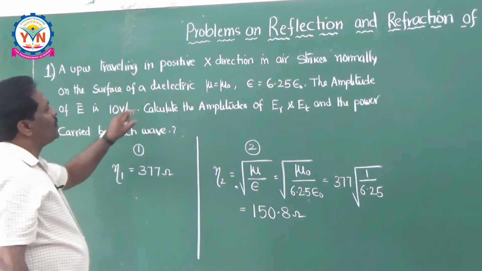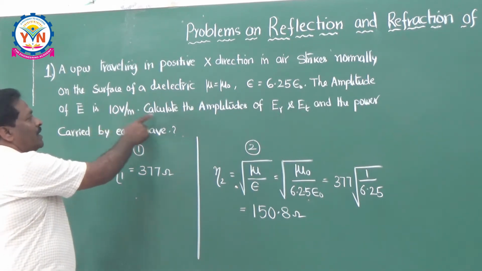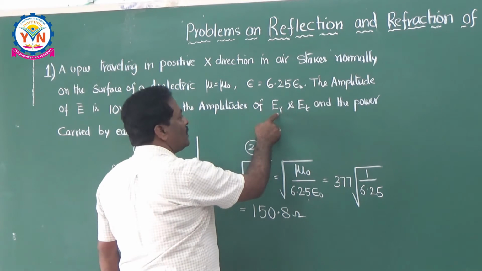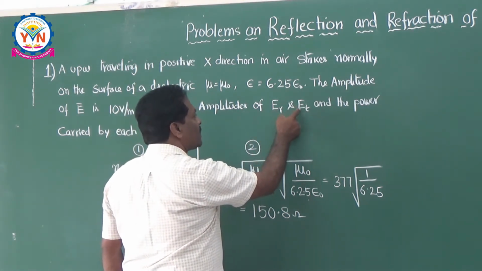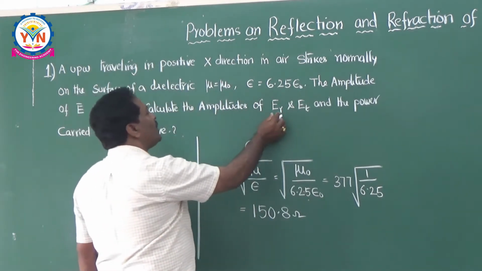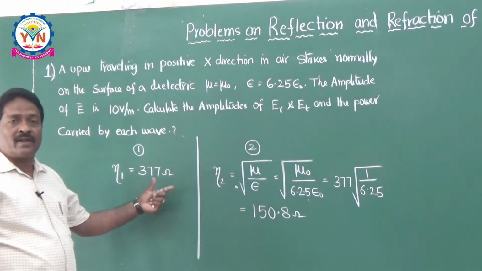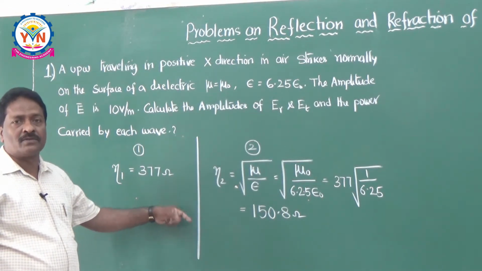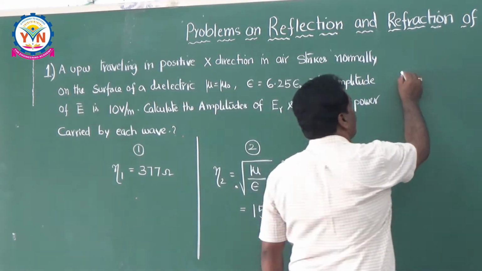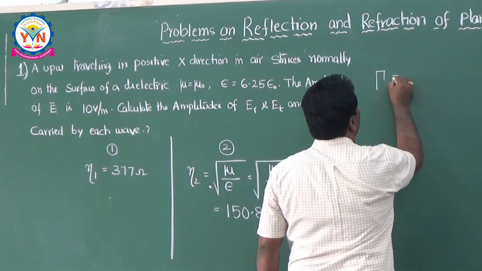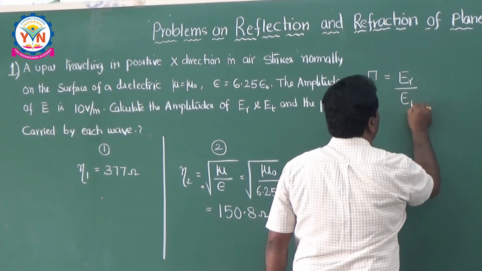Now, the amplitude of E is 10 volts per meter, and we are asked to calculate the reflected electric field intensity as well as the transmitted electric field intensity. So, to calculate the reflected and transmitted fields, definitely you have to calculate the reflection coefficient as well as the transmission coefficient. What is the reflection coefficient? Reflection coefficient gamma is equal to reflected field by incident field, that is ER by EI.